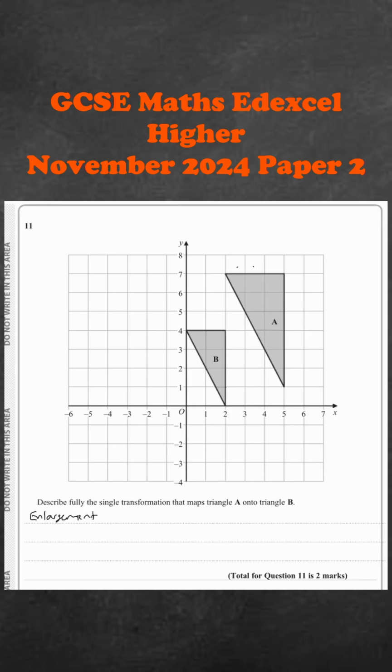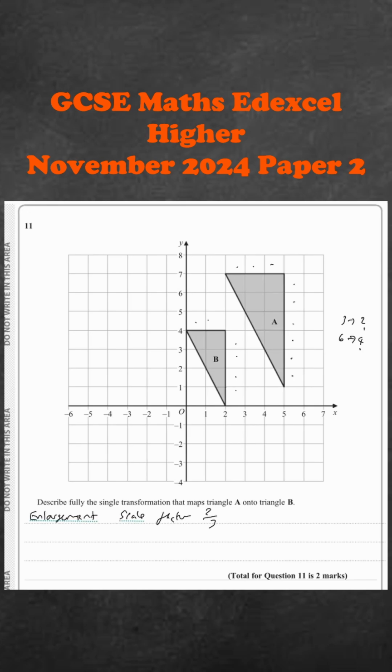So we can see we have 3 squares long at the top and 2 long for B. Or we have 1, 2, 3, 4, 5, 6 height there, or 4 height for B. So we've gone from 3 to 2 in width, 6 to 4 in height, which means it's an enlargement of scale factor 2/3, as 4 is 2/3 of 6 and 2 is 2/3 of 3.